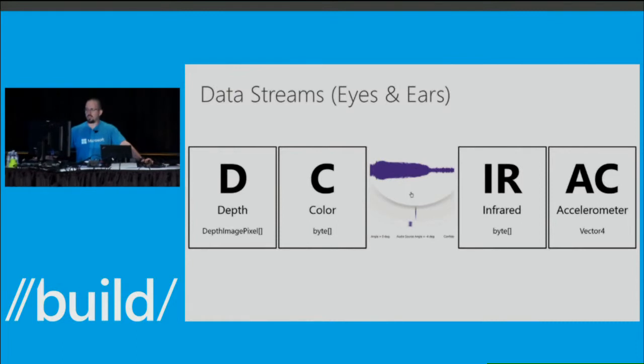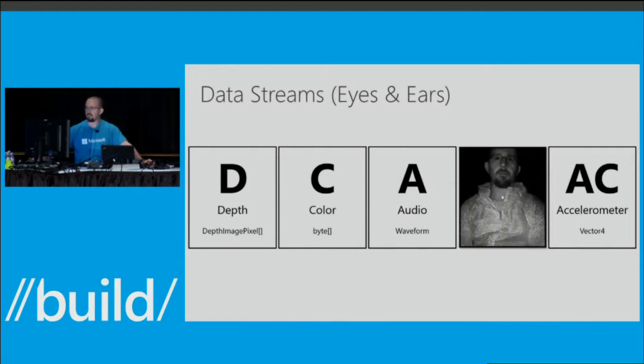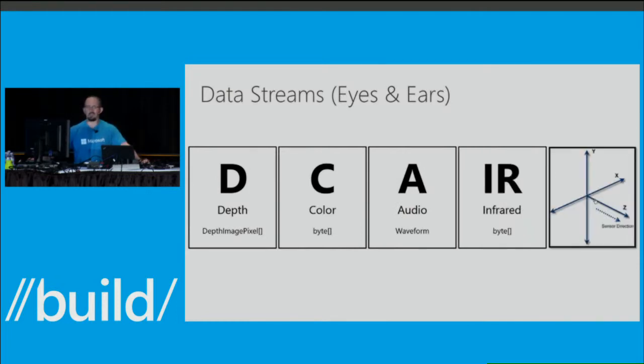We have an audio stream. This is the best image I could get of my voice showing up there. We have infrared, which allows the Kinect to see in the dark. And then we have an accelerometer, which for most development purposes is not going to be super interesting unless you're trying to mount the Kinect in some weird way. That's going to cause other issues. But this does tell you the orientation of the Kinect in XYZ space.